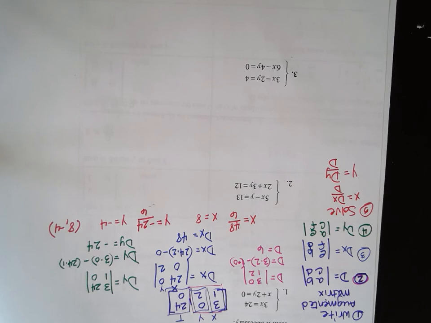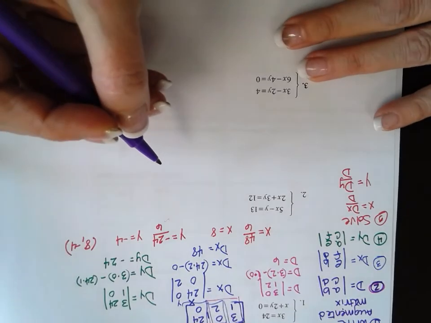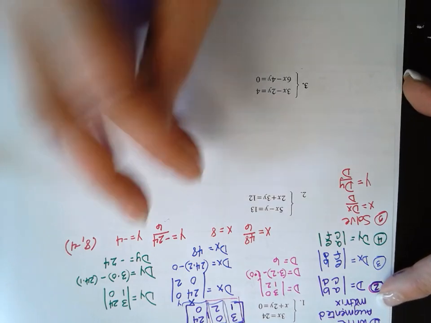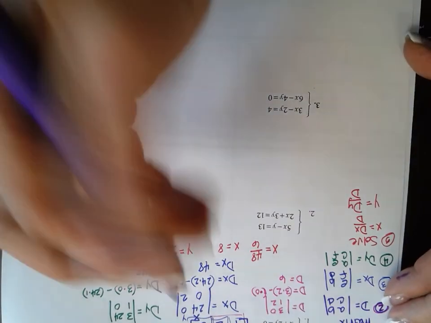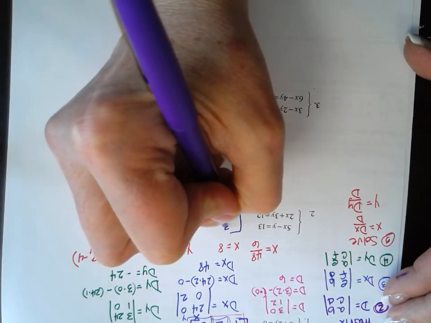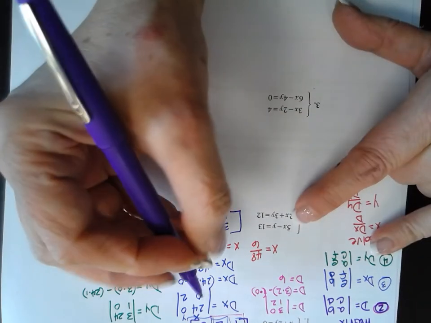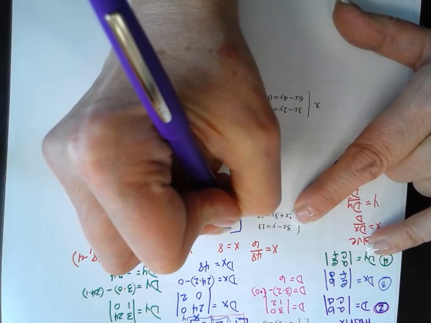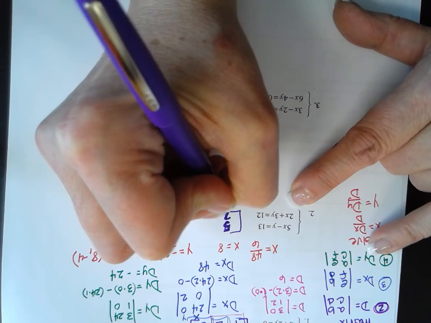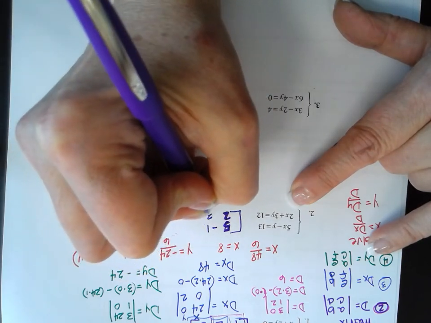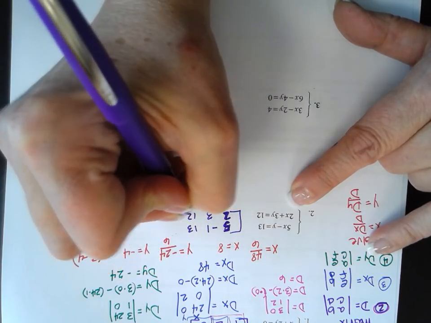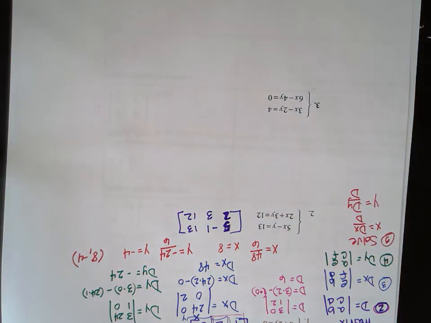All right, let's do another one. Okay, step 1, write my augmented matrix. So, 5, 2, negative 1, 3, 13, and 12.